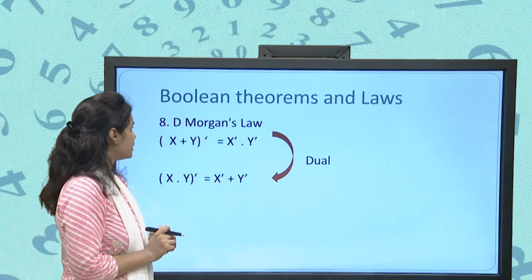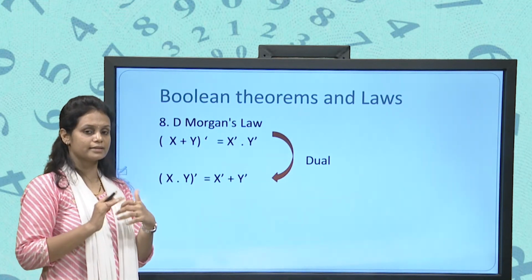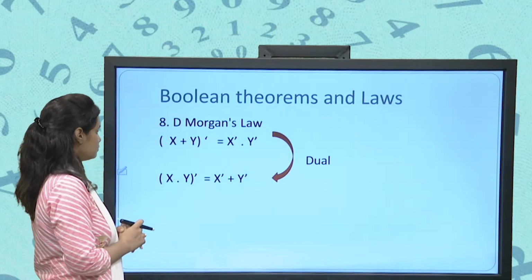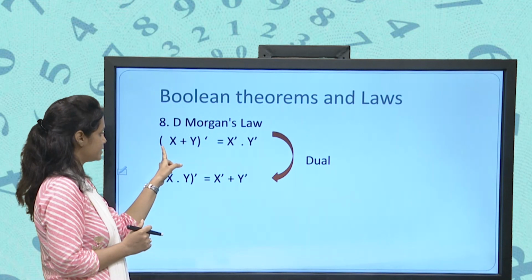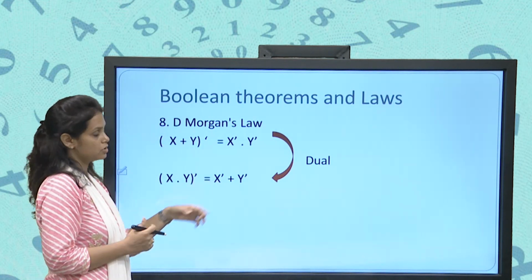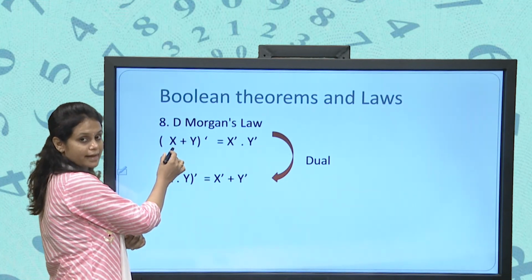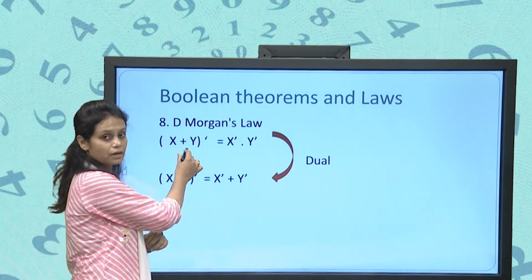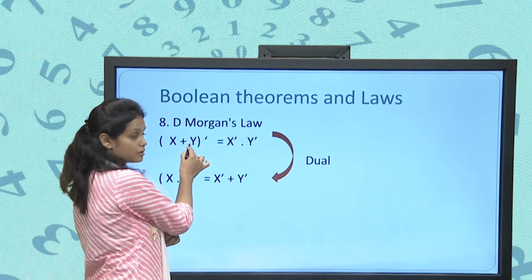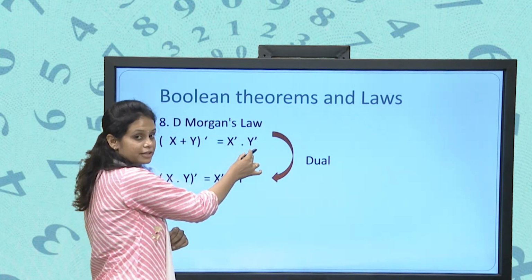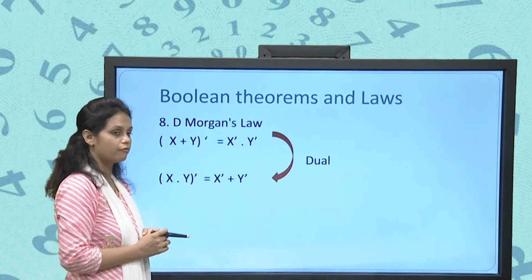So in Boolean algebra, among the Boolean theorems and laws, De Morgan's law is the same as in set theory. First we have on the left side (x plus y) whole dash. How will it be performed? First we make the complement of x, that is x dash, then the complement of this plus, that is dot, and then the complement of y, that is y dash, right. So our output is x dash dot y dash.